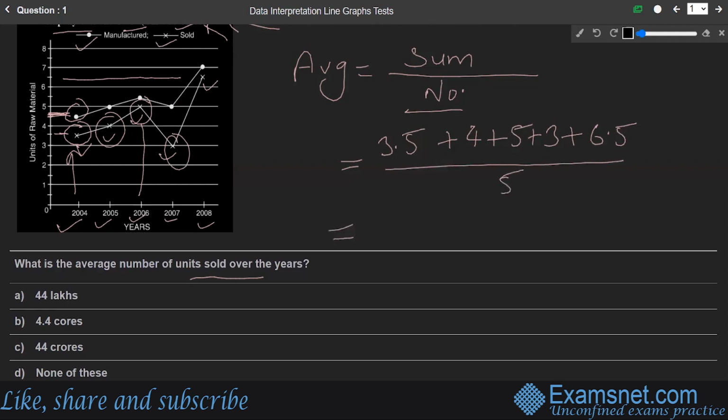So if we add them, 3.5 plus 4 is 7.5, plus 5 is 12.5, plus 3 is 15.5, plus 6.5 is 22. So 22 divided by 5, that is the total. It comes out to be 4.4 as the average value, and obviously the units are crores. So the right answer becomes 4.4 crore. That is available in option B, which becomes the right answer.